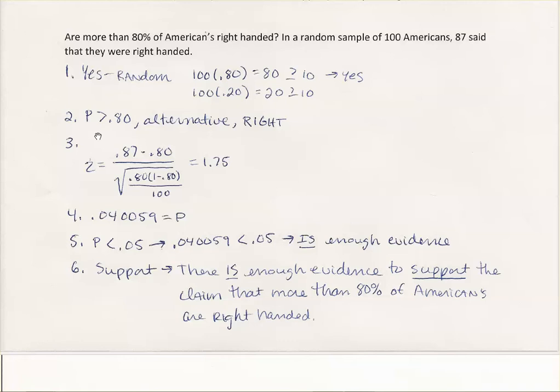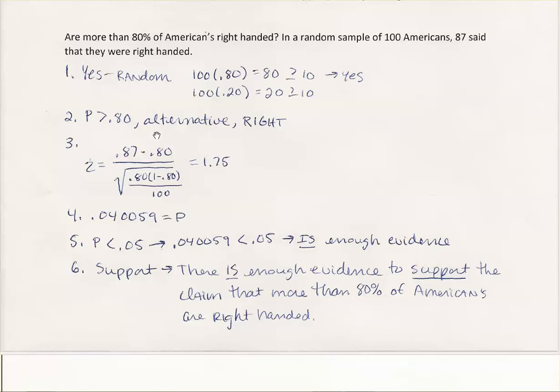We then write the original claim. And the original claim is, are more than 80%. So that's where you've got your claim that the p, your probability, is greater than 0.8. So right there, that's your claim.